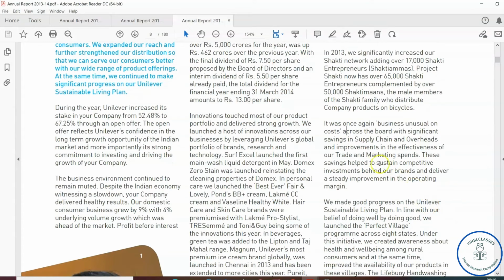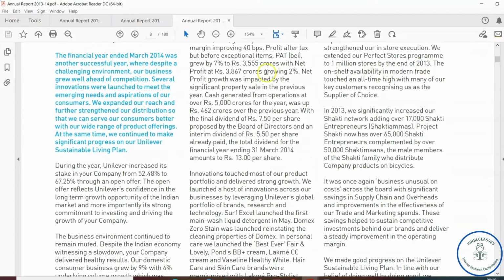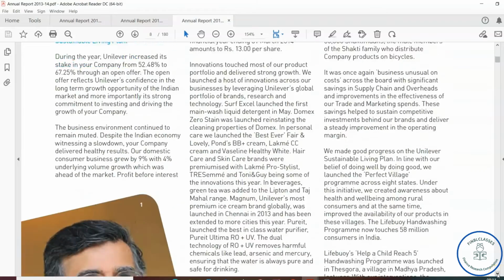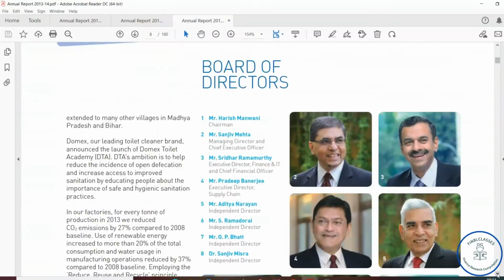Then you find the supply chain overheads and the improvement in the effectiveness of our trade and marketing spend. So the chairman is saying that these are the areas in which we are progressing day by day. Then he is also giving the financial performance. The profit before interest and tax grew 7.7% to rupees 355 crores, with net profit at 3,867 crores, growing 2%. So these are the assumptions that we can take from the company with the help of the chairman's statement.